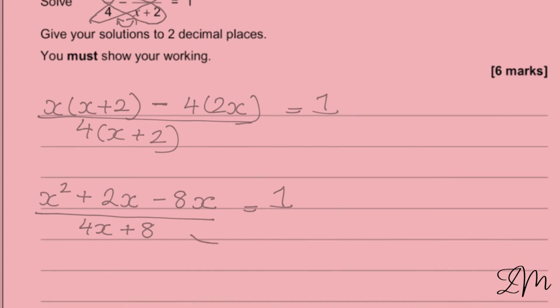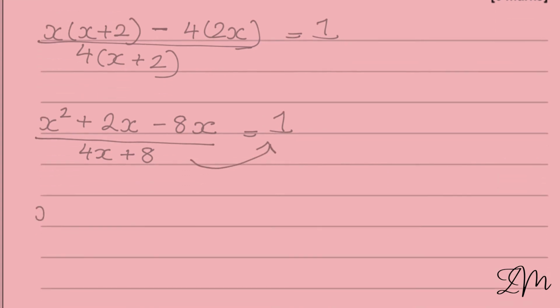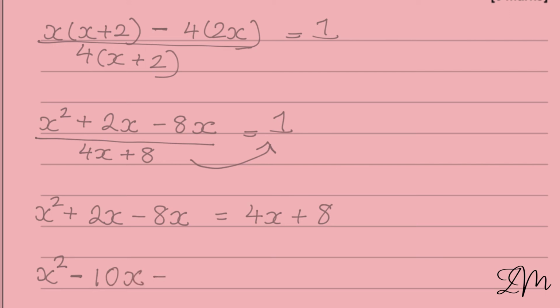We can now multiply this up. So we've got x squared plus 2x minus 8x equals 4x plus 8. We're going to put everything onto the same side. So we're going to get x squared minus 10x, bring the 8 over as well, minus 8 equals 0.